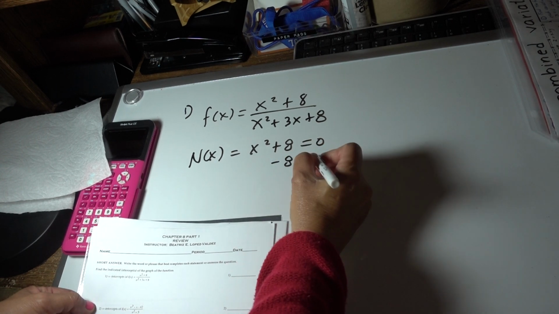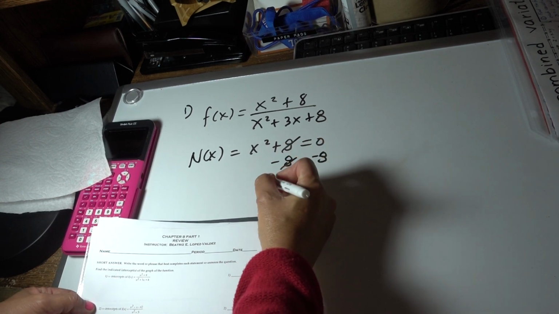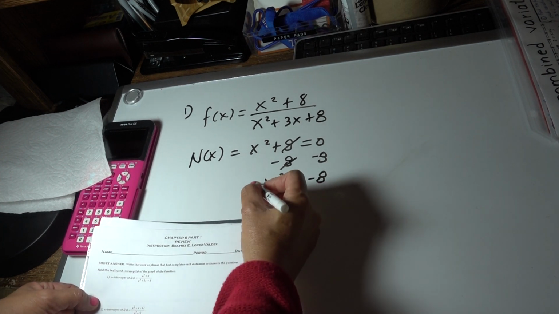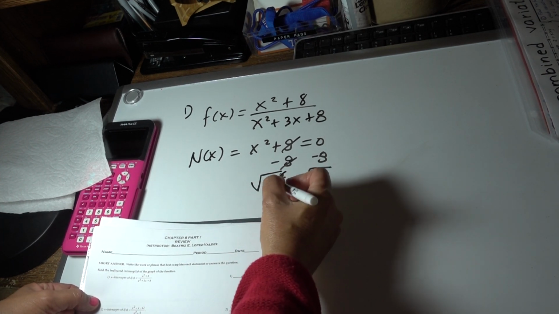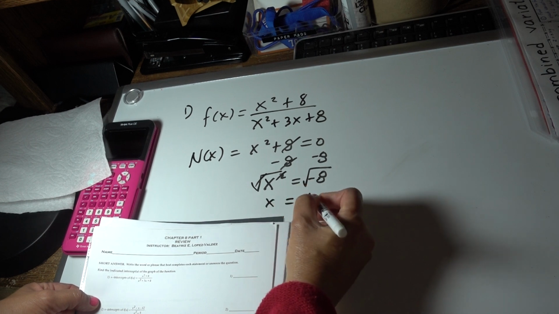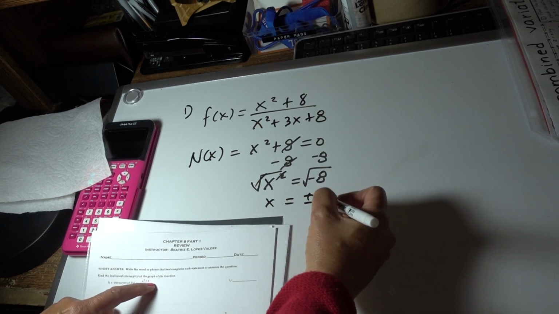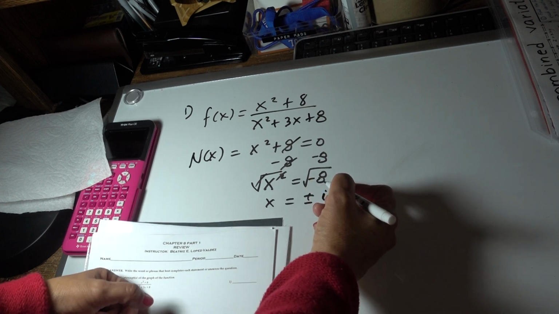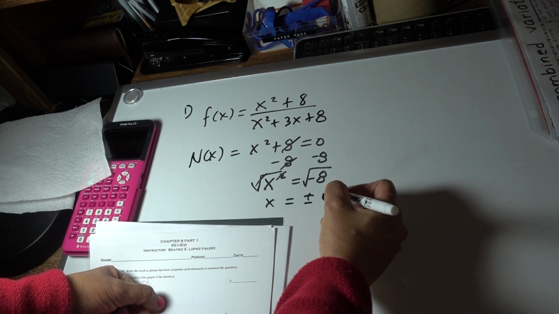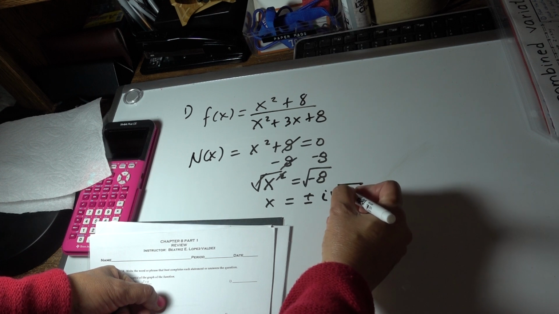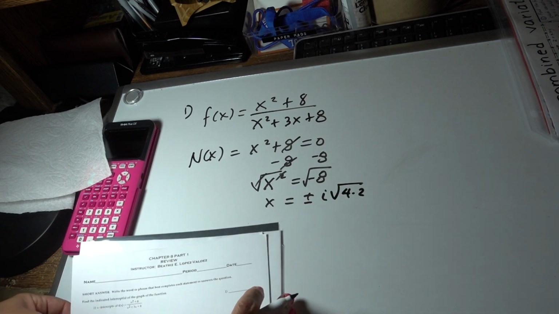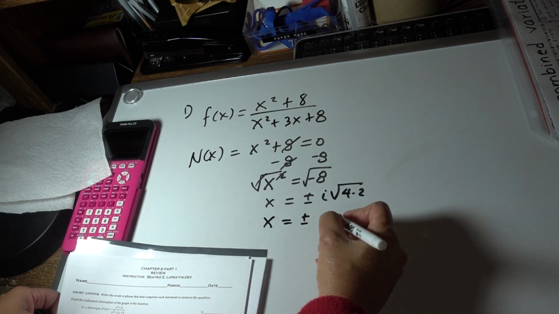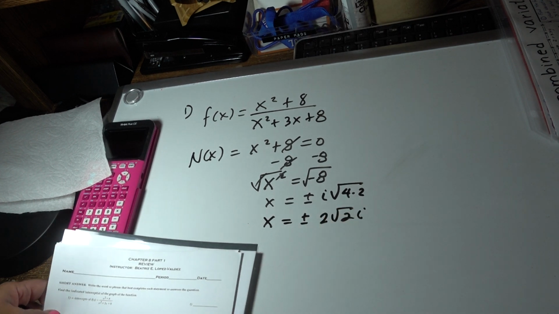Subtract 8 from both sides. We have x squared equals negative 8. And when we take the square root of both sides, we obtain x equals positive or negative i, square root of negative, it's an imaginary number, i square root of 8. Instead of 8, I'm going to write 4 times 2. And then x is going to be positive or negative 2 radical 2i.